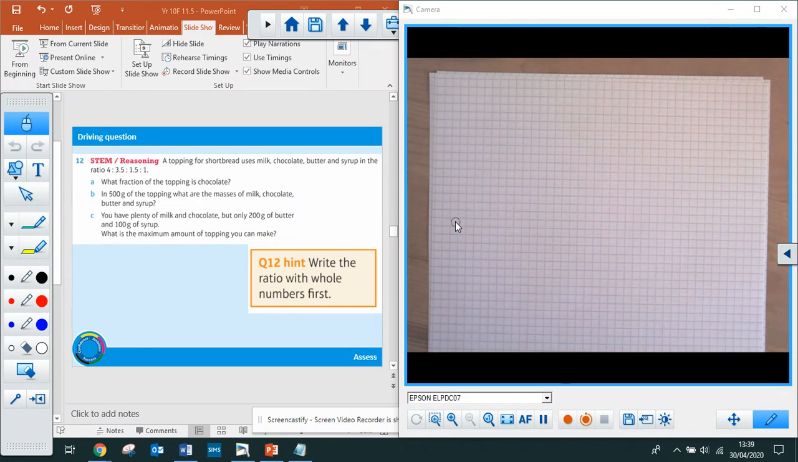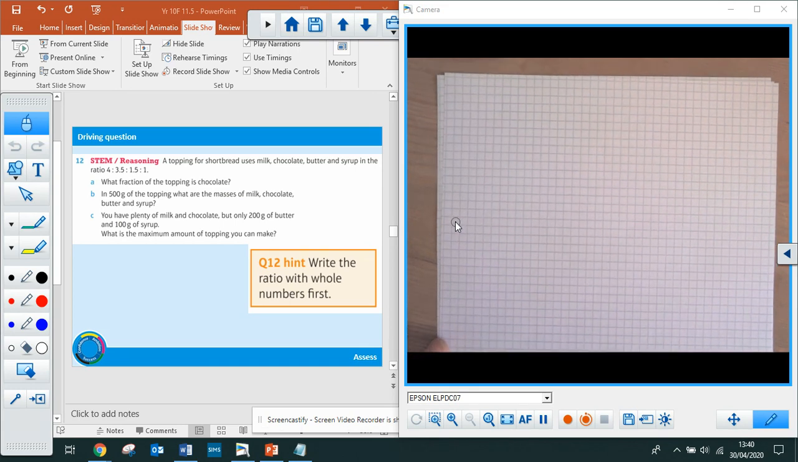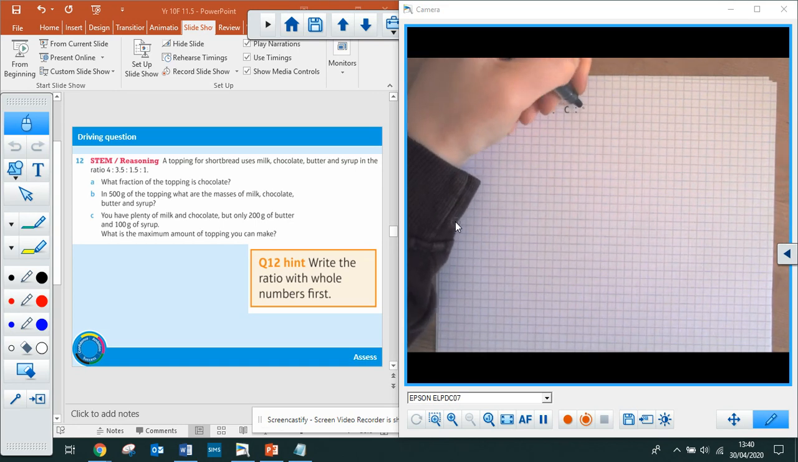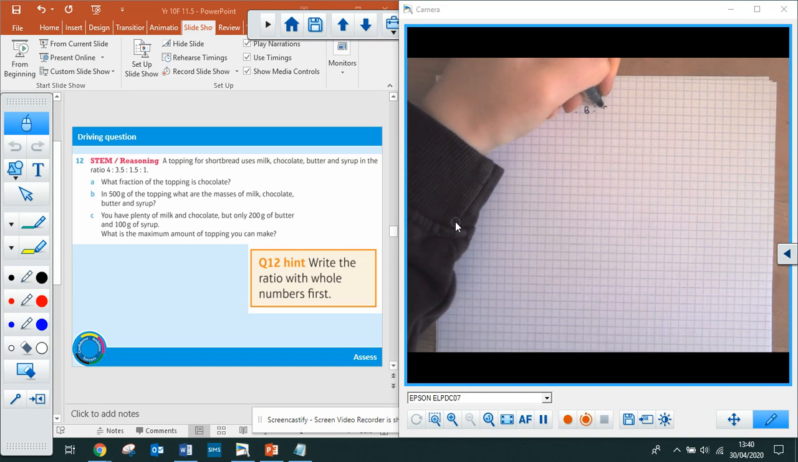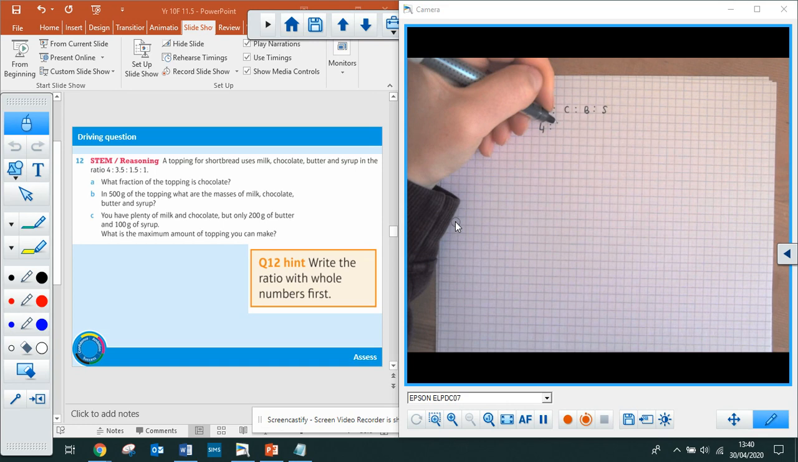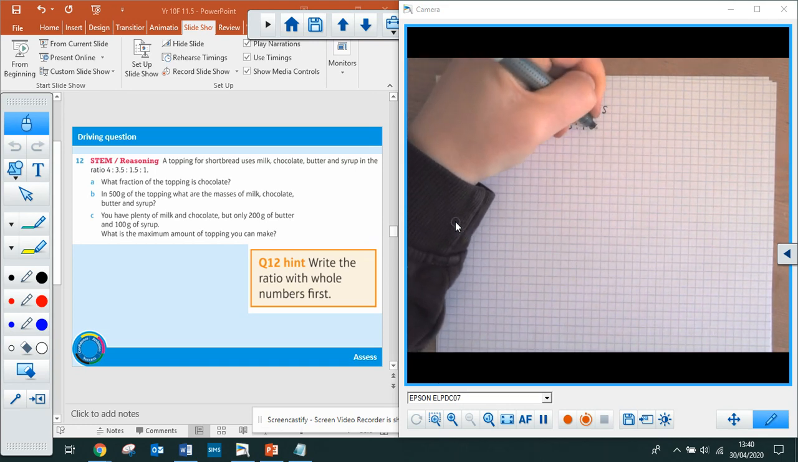Okay, so question 12 says, the topping for shortbread uses milk, chocolate, butter and syrup in the ratio 4 to 3.5 to 1.5 to 1. Okay, like every time, I'm going to write out that information in my ratio. So milk to chocolate to butter to syrup in the ratio 4 to 3.5 to 1.5 to 1.